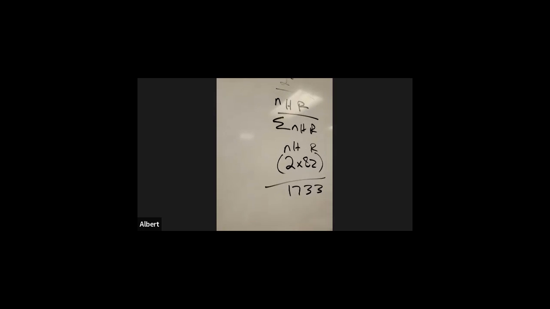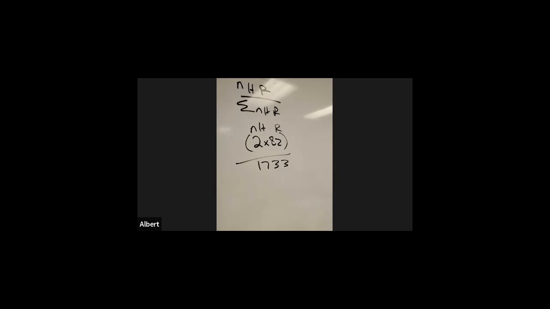Okay, that's better. So the secondary, again, is NH times R over the sum of NH times R. That's all I'm doing. It's just a fraction, part over a whole. So for the secondary, it's going to be 2 times 82. This is NH, that's R, divided by the sum, which is 1733. Yes or no? Right, and that doesn't change. All I'm changing is the top number. Once I calculate that sum, it's a wrap. I don't need to calculate it again. That's why I always do that first.